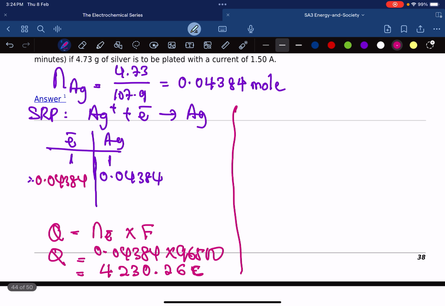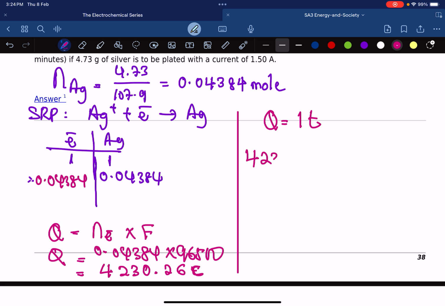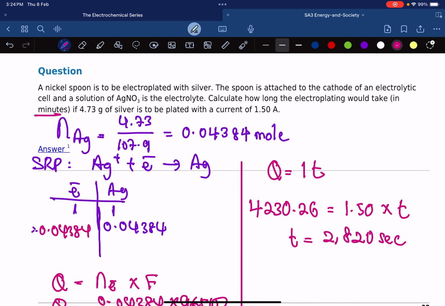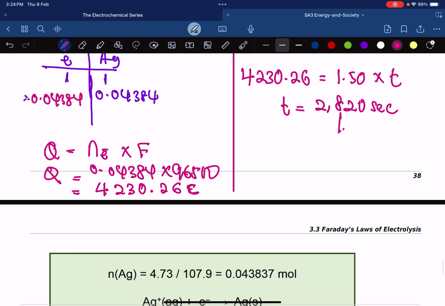So what we do is we use this formula, Q equals I times T. So we know Q is 4230.26. I was given as 1.50 times T. So T will be 2820 seconds. So they want minutes. Okay, they want minutes, so we're going to divide this by 60. So we get 47 minutes.